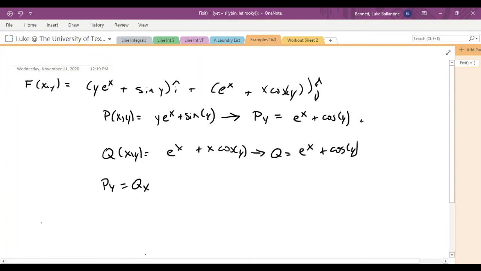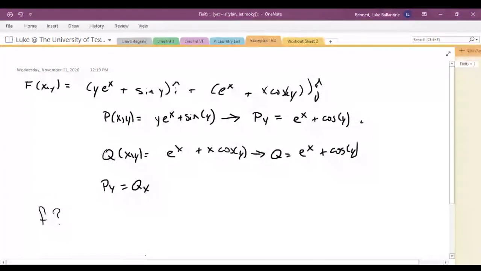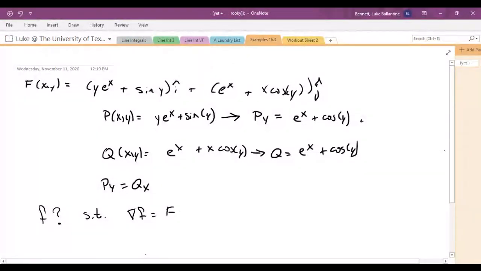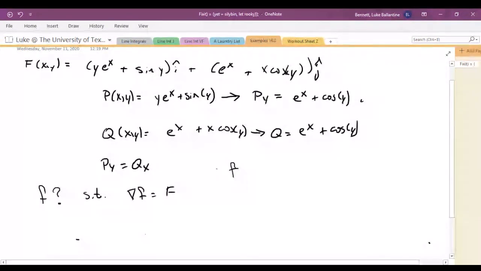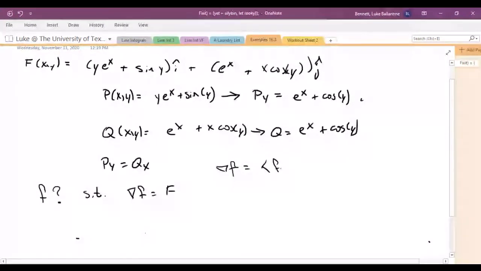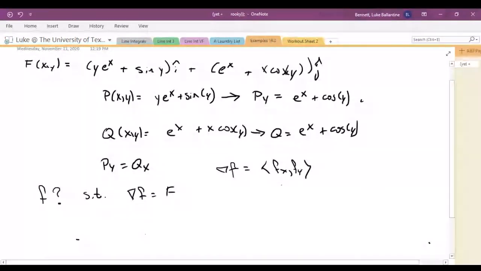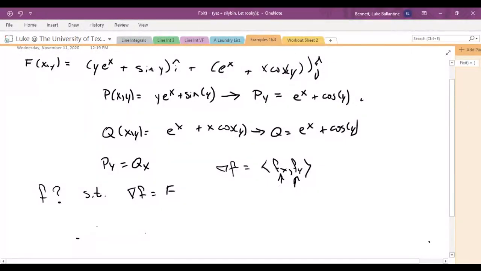So let's go ahead and find little f, such that the gradient of f is equal to big F. Well, what are we going to do? The gradient of f is equal to f sub x, f sub y. So P is f sub x, Q is f sub y. We're going to take P and integrate with respect to x, and we're going to do the same thing with Q.